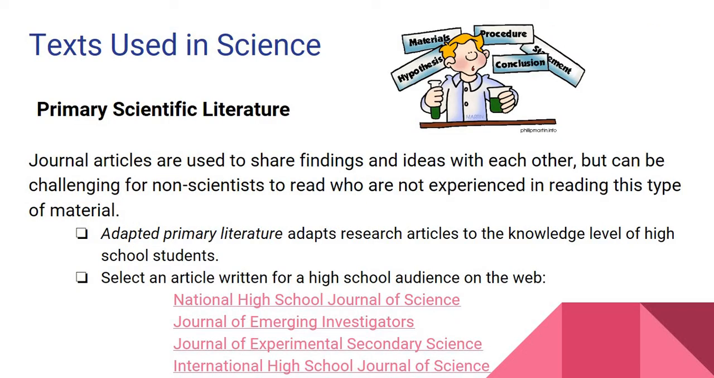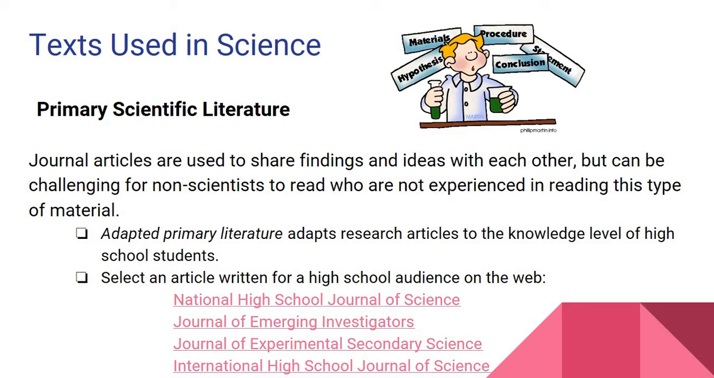The third most common type of text is primary scientific literature. The use of journal articles can be used to share findings and ideas with each other, but can be challenging for non-scientists to read who are not experienced in reading this type of material. Although such literature can be a challenge, these articles can familiarize students with the major features of scientific arguments, which are claims, evidence, and reasoning. And like you saw on slide 4, Beth provided a link to an example of a graphic organizer that can be used to support this.